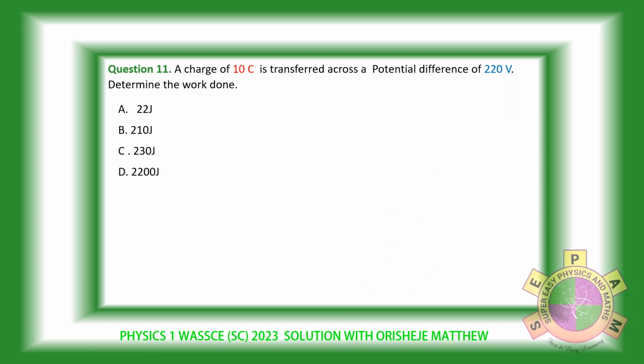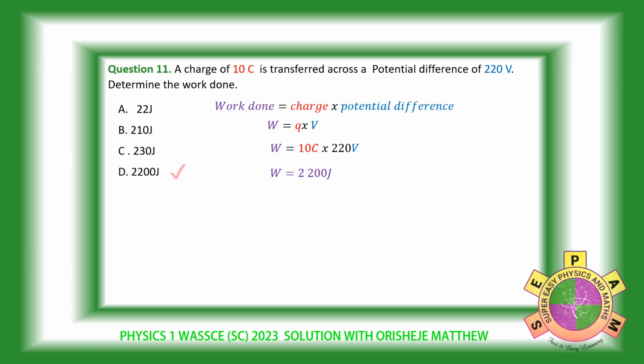Question 11. A charge of 10 coulomb is transferred across a potential difference of 220 volt. Determine the work done. Work done is equal to the charge multiplied by the potential difference. So it's a direct question, substituting. Work done is 2200 joules. D.